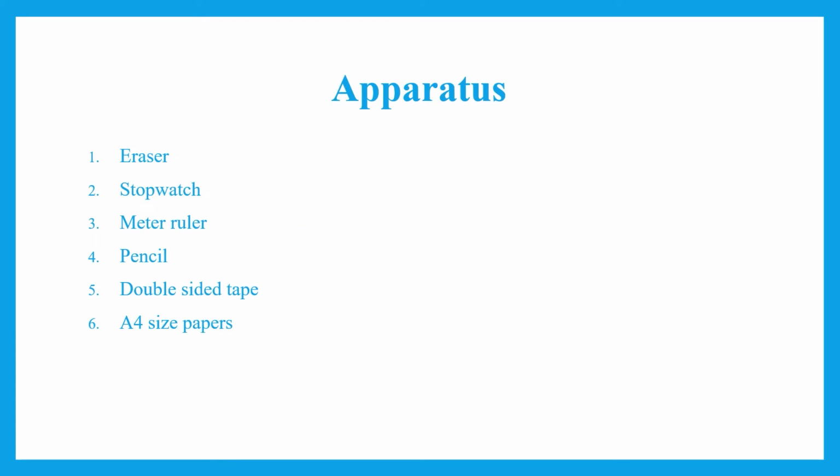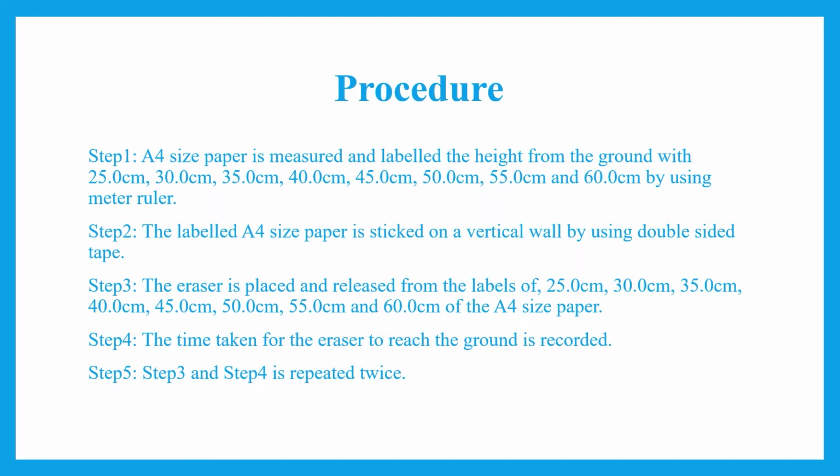Now is the methodology. The apparatus we used are an eraser, stopwatch, meter ruler, pencil, double-sided tape, and A4 sized papers. The procedure of the experiment is this. Let me show you this video for further explanation.